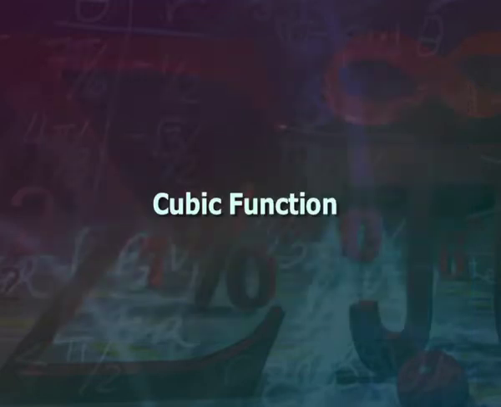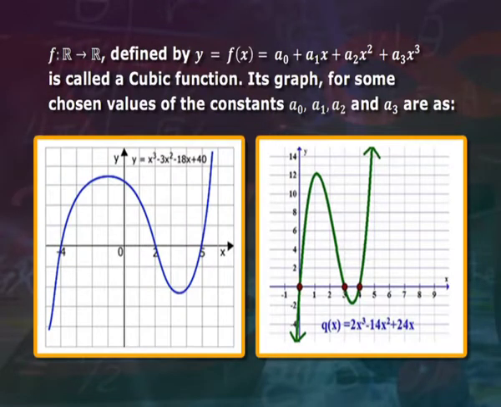Cubic function: f from R to R defined by y equal to f(x) equal to a0 plus a1x plus a2x square plus a3x cube is called a cubic function. Its graph for some chosen values of the constants a0, a1, a2 and a3 are as shown.